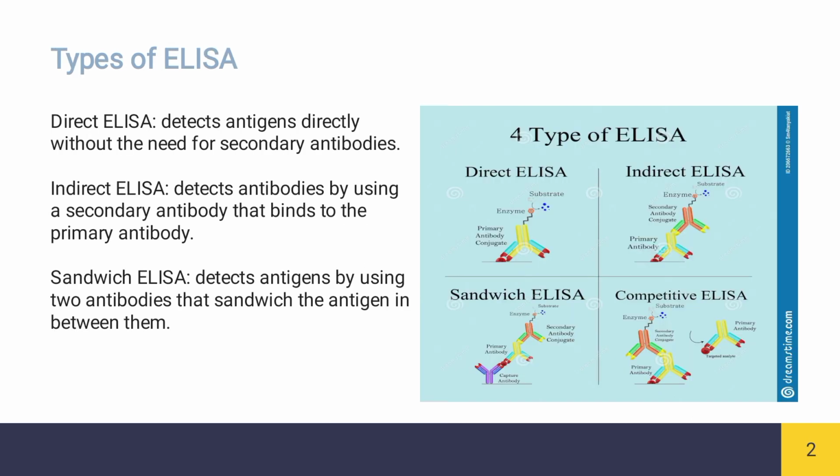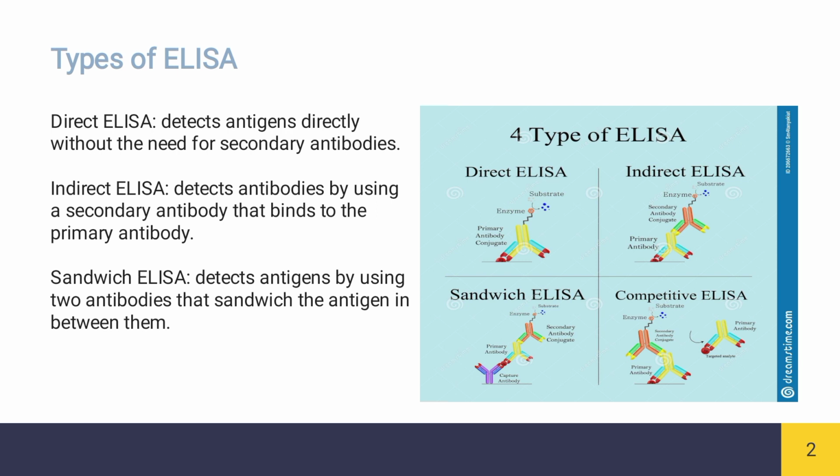Types of ELISA. There are majorly four types of ELISA, that is direct ELISA, indirect ELISA, sandwich ELISA, and competitive ELISA. So what is direct ELISA? Direct ELISA detects antigens directly without the need for secondary antibodies.